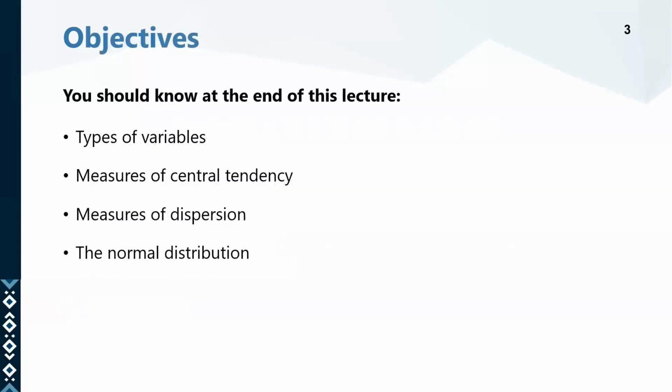So at the end of this lecture, we are expected to be able to identify and know how to use the different types of variables. Also know the different types of measures, that is of central tendency and dispersion. And at the end, be familiar with the normal distribution.